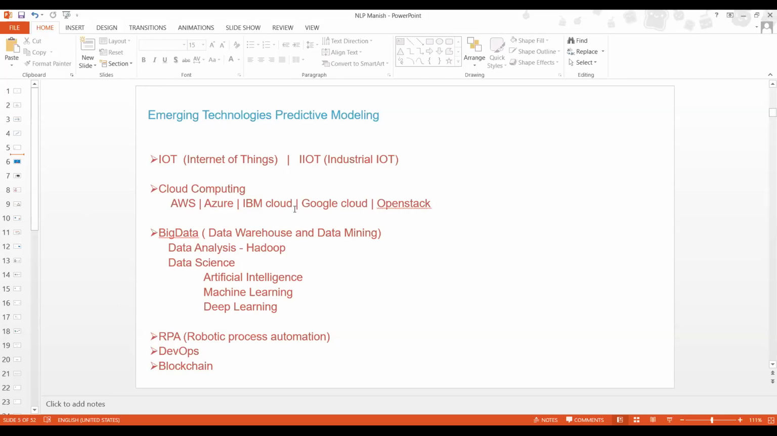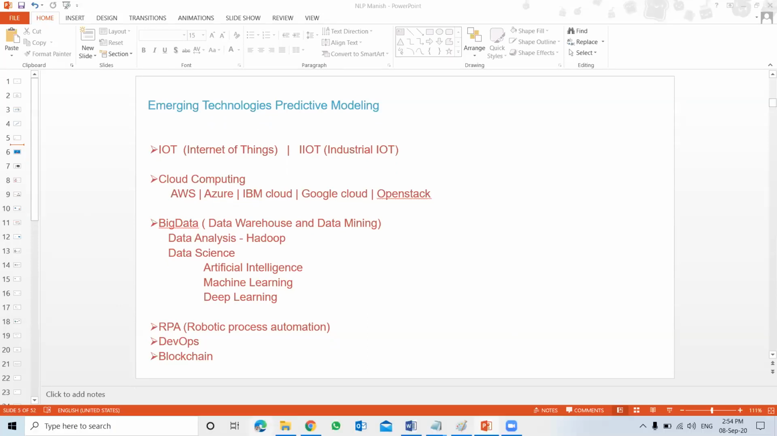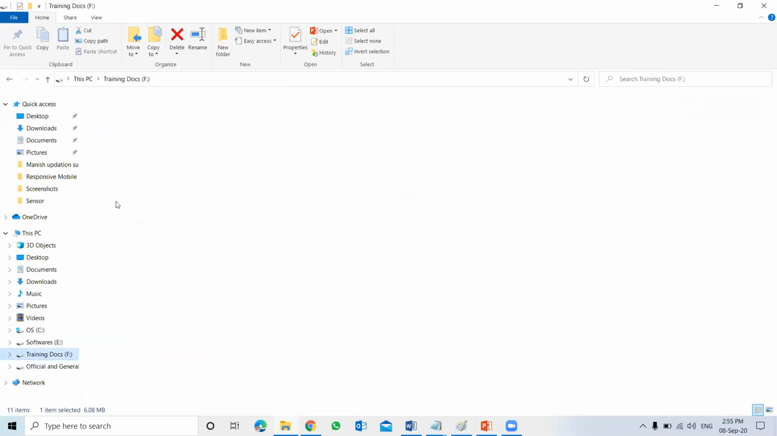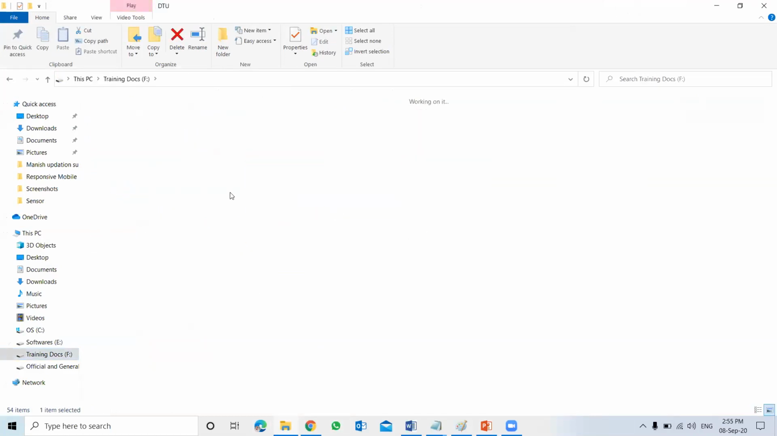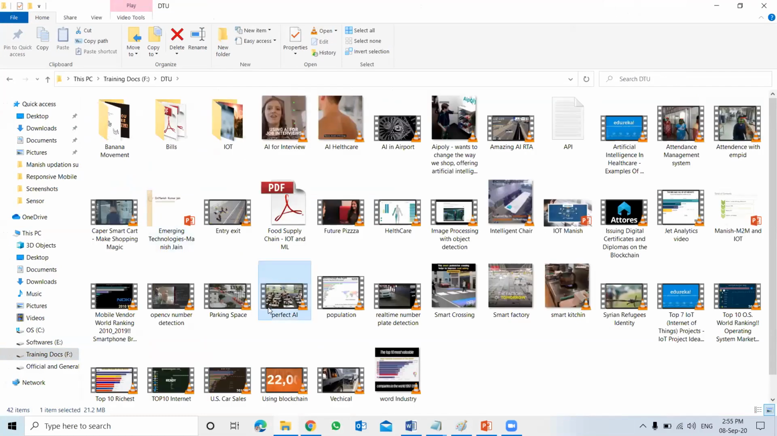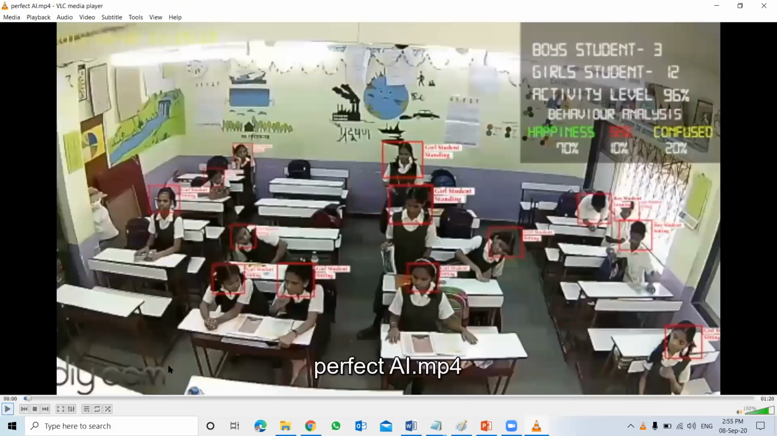Now let me show you a real-time example of what you can actually do with the help of these technologies. So guys, I have very good examples here. Let me show you, so hopefully you will get more idea of what I'm trying to say. Give me a moment. So guys, you can see this example.